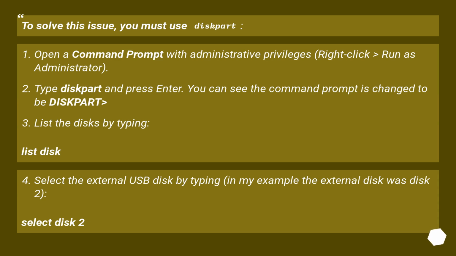List the disks by typing list disk. Select the external USB disk by typing select disk. In my example, the external disk was disk 2. Select disk 2.